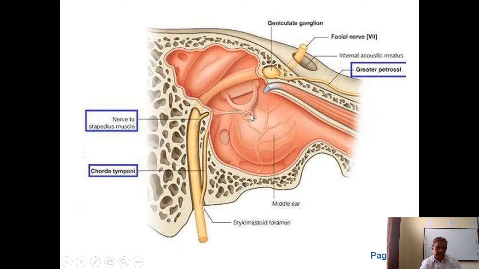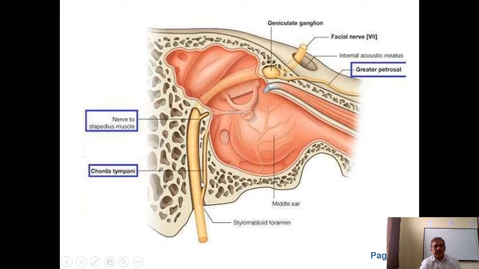That is the articular surface of the stapes. So that is the other branch of the facial nerve, which supplies the stapedius muscle. And then there is another nerve before it emerges out into the external through the stylomastoid foramen. It gives up another branch, which is called the chorda tympani.